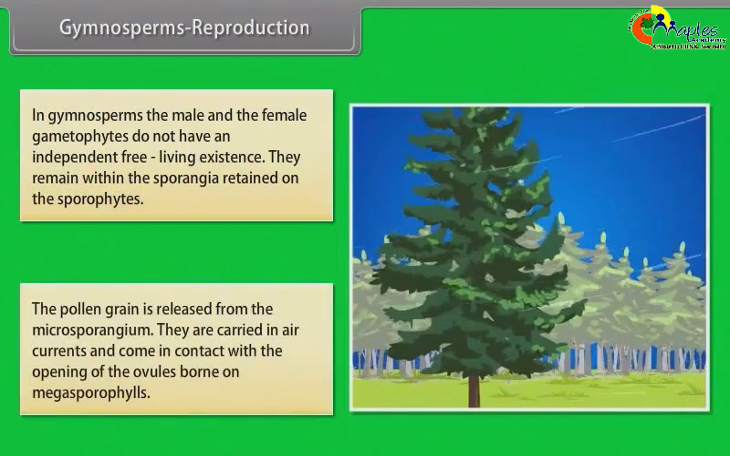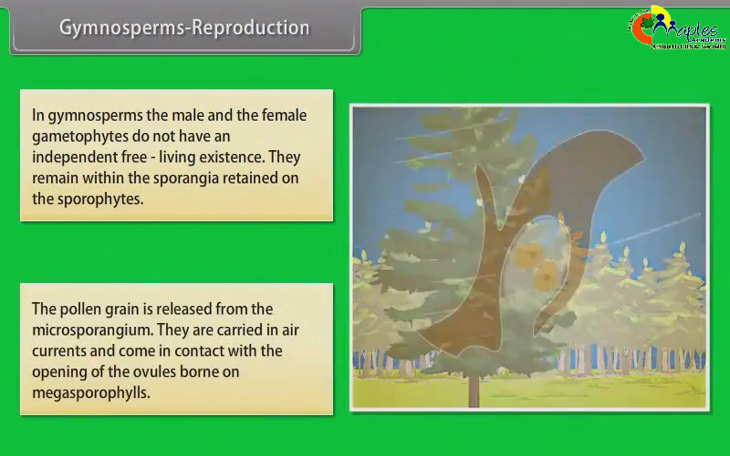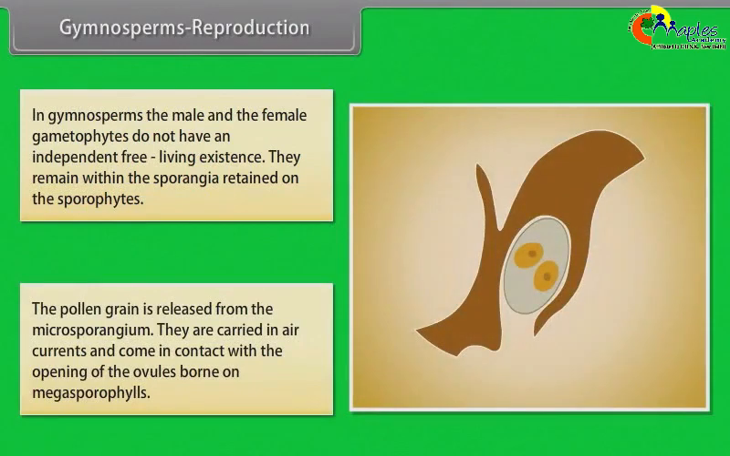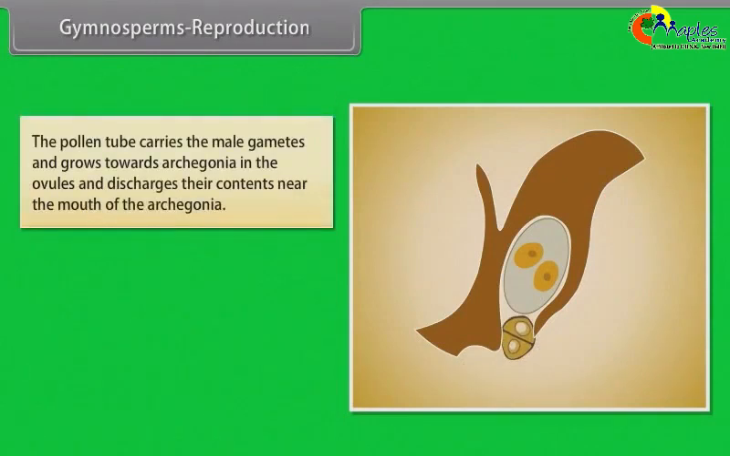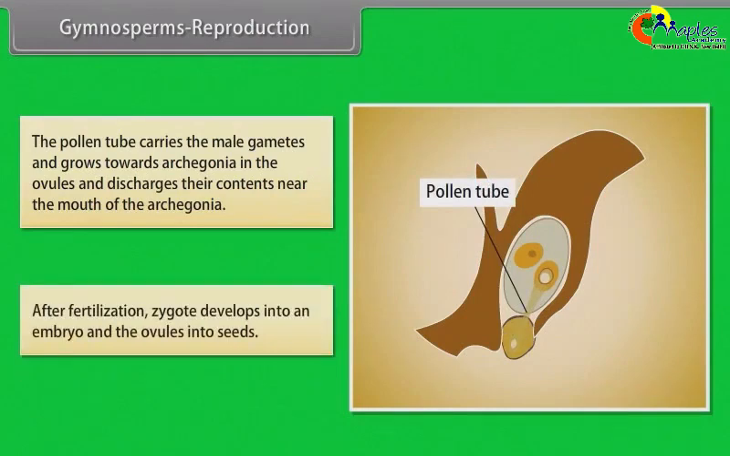The pollen grains are released from the microsporangium. They are carried in air currents and come in contact with the opening of the ovules borne on megasporophylls. The pollen tube carries the male gametes and grows towards the archegonia in the ovules and discharges their contents near the mouth of the archegonia. After fertilization, the zygote develops into an embryo and the ovules into seeds.